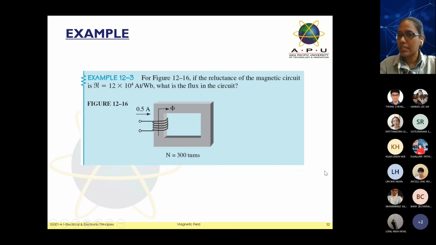I have a message from one of your friends: Ma'am, do we have to use all the formulas or only the final formula? You need to understand all the equations. For your own good, I ask you to remember and understand all the equations. Don't understand only one equation, understand all the equations.